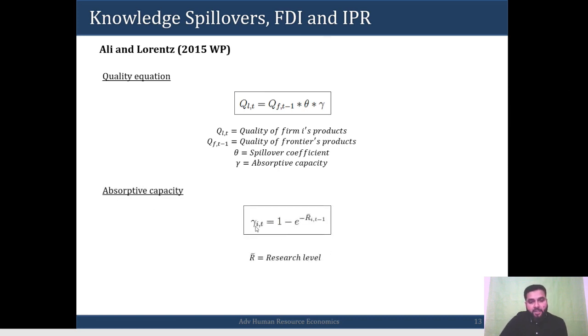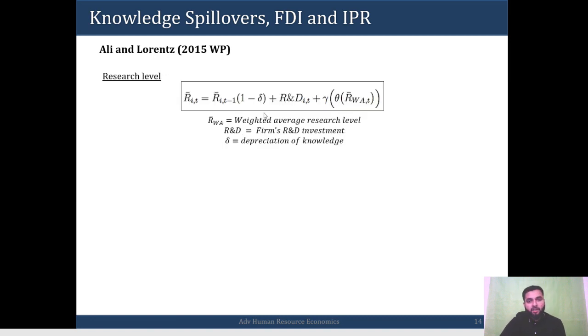Then we have absorptive capacity. This is based on this formula. The beauty of this formula is that when research level is very, very high, this entire thing becomes 0, and absorptive capacity is 1, meaning that whatever the spillover is, this firm will absorb 100%, because this whole thing will be 1. On the other hand, if this is 0, then this will be 1 minus 1, and absorptive capacity will be 0. Meaning, if there is a zero research level, they cannot absorb anything. They do not have the capacity to absorb external knowledge. So when this is 0, this entire thing is 1, and 1 minus 1 is 0. So there will be no absorptive capacity to transfer this knowledge from foreign sources to the domestic sources.